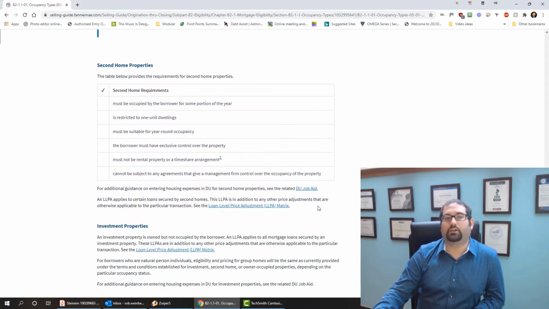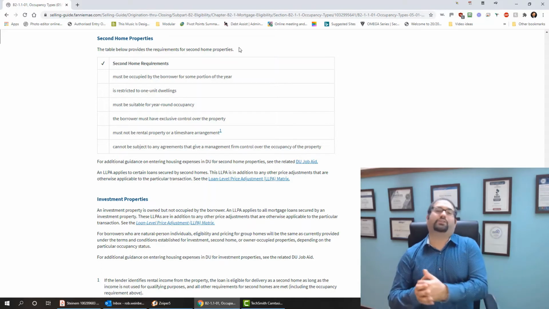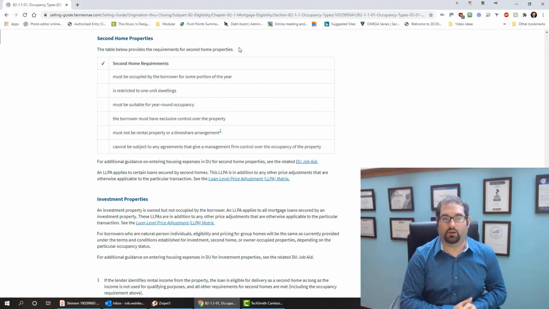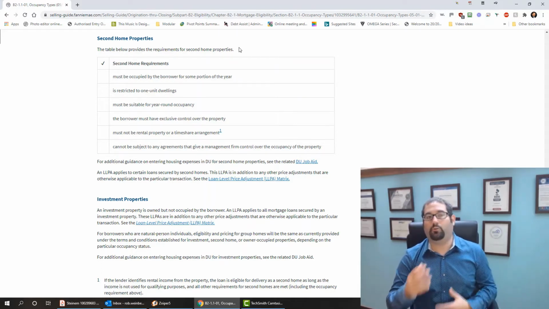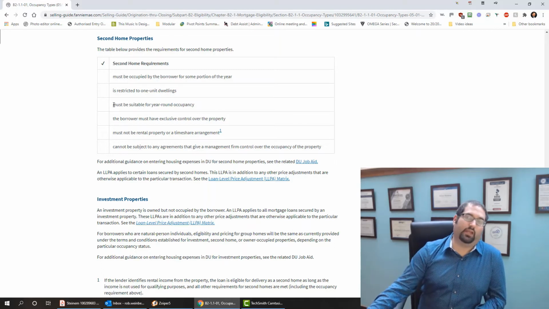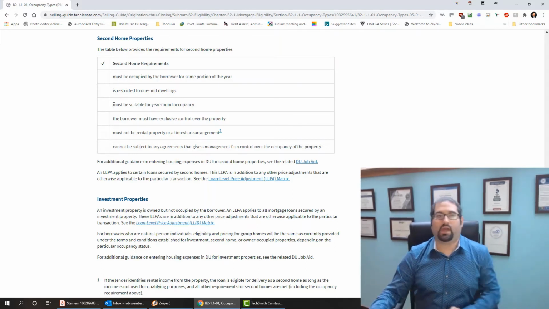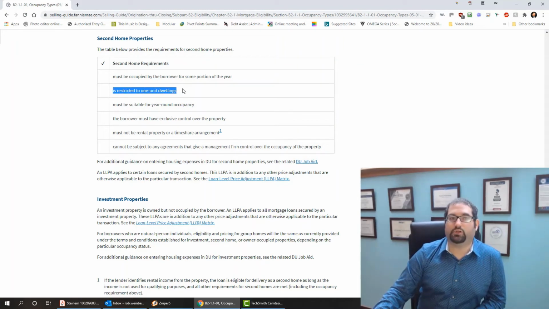Now, the next type of occupancy I want to talk to you guys about is second home properties. Now, second home is going to be a home that you occupy for some portion of the year. So it could be like a vacation home or that sort of thing. But it must be suitable for year-round occupancy. So most commonly, this is going to be like a vacation home or a resort property, in a resort area, that sort of thing. Now, it is restricted to 1 unit dwelling, so you cannot have like a 2-family or a 3-family property that's considered a second home.